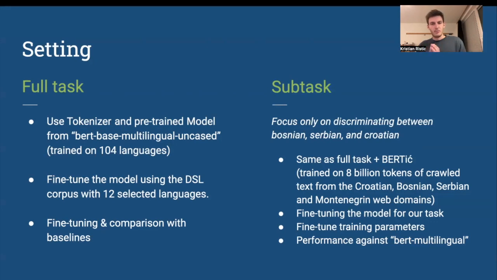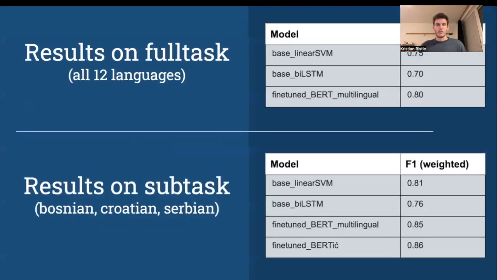But in a subtask, we want to focus only on one group of languages, which in this example would be Bosnian, Serbian, Croatian, which are very similar languages. And for the subtask, I was able to find a customized transformer, which was trained on 8 billion tokens, and I finally compared it to the multilingual model.